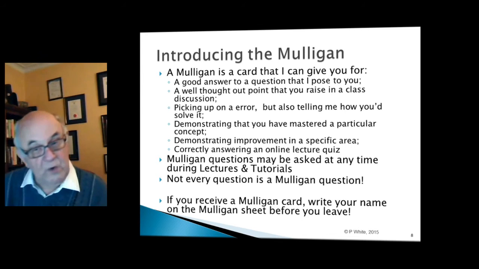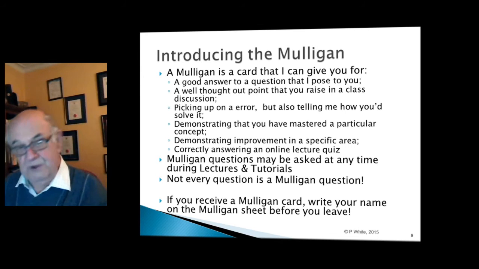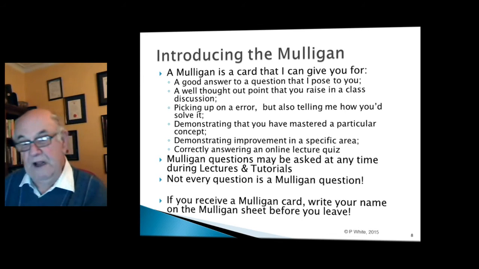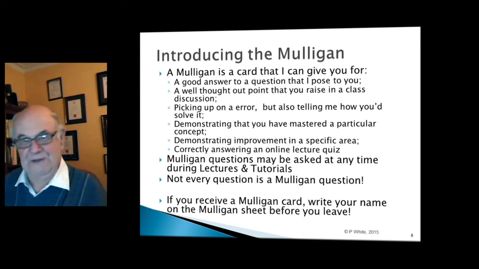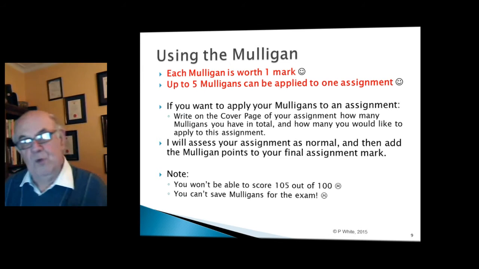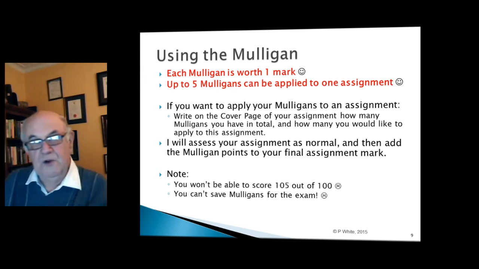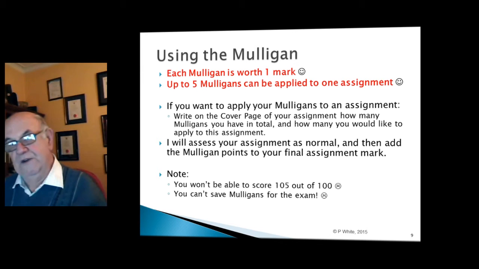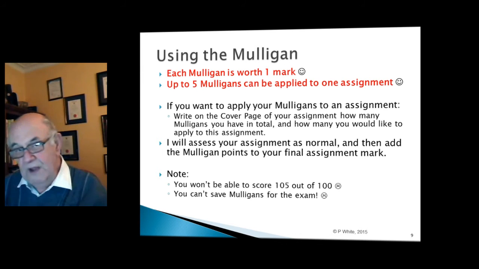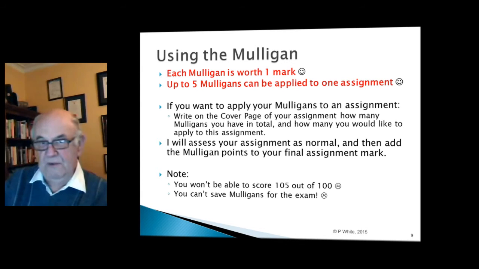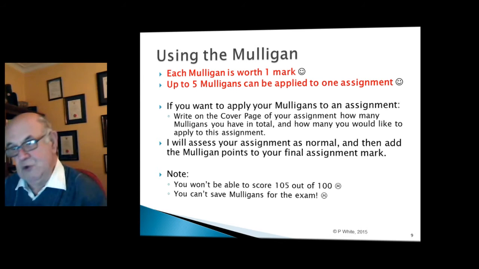But remember, not every question might be a mulligan question. And if you do receive a mulligan card, put your name on the sheet in the front of the class before you leave, so that I can keep track of what you've got and so that I can give you the points. Because a mulligan is worth 1 mark against an assignment. And so if you've earned more than 1 mulligan, you can apply anything up to 5 mulligans to an assignment. So the way this works is, let's say you've got 5 mulligans. Let's say you've done assignment 2 and you're not real sure of it and you think, oh, I might not have gone well here.